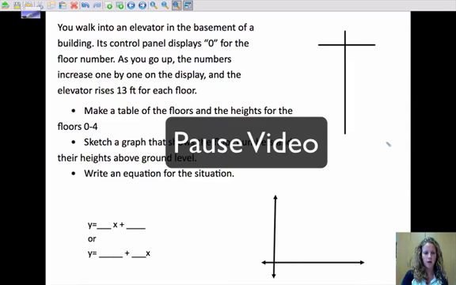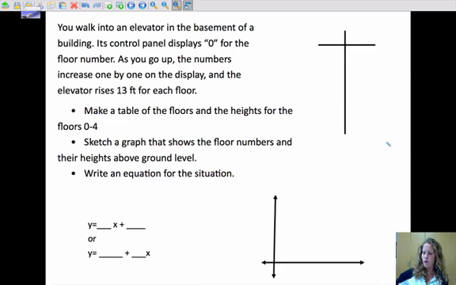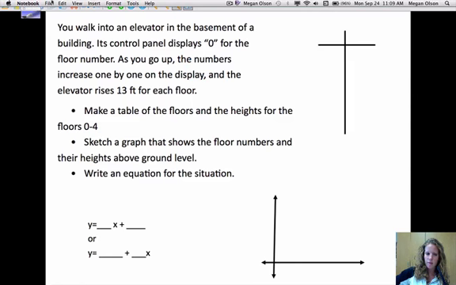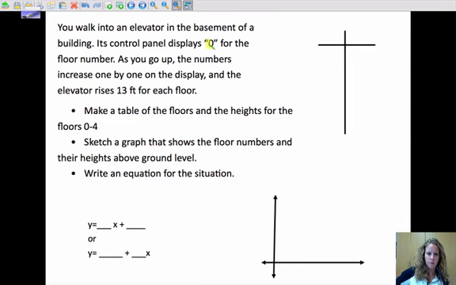So I'd like you to pause the video and do that now. All right, so if we go over these numbers here, I'm going to pick out 0 and 13. And from the description here, I'm going to say that my y-intercept is 0 because I know I start in the basement.